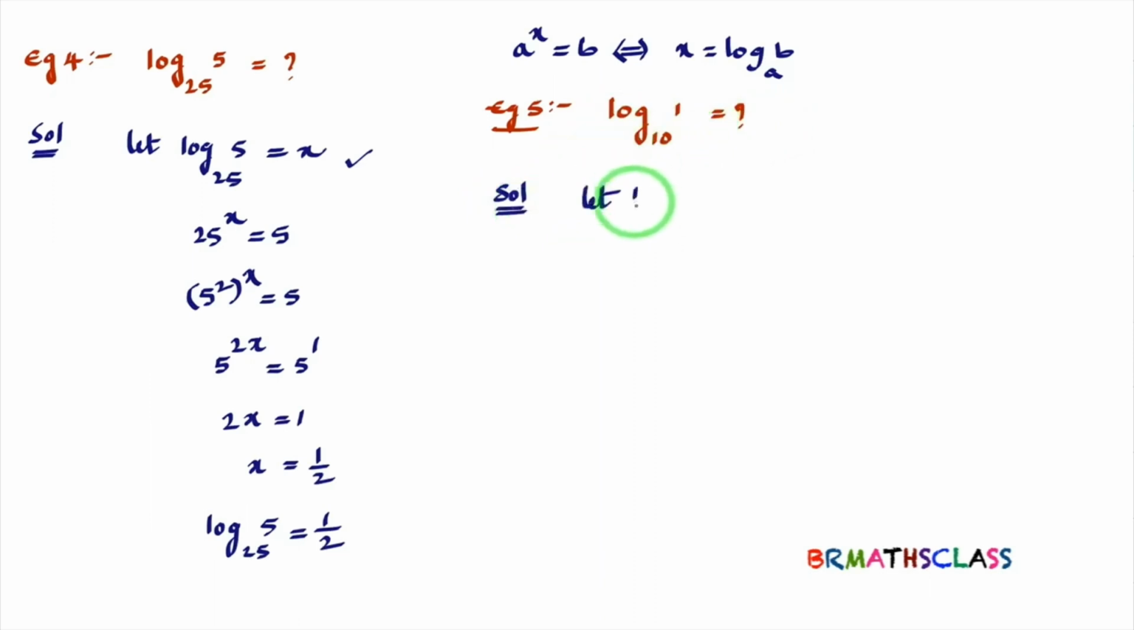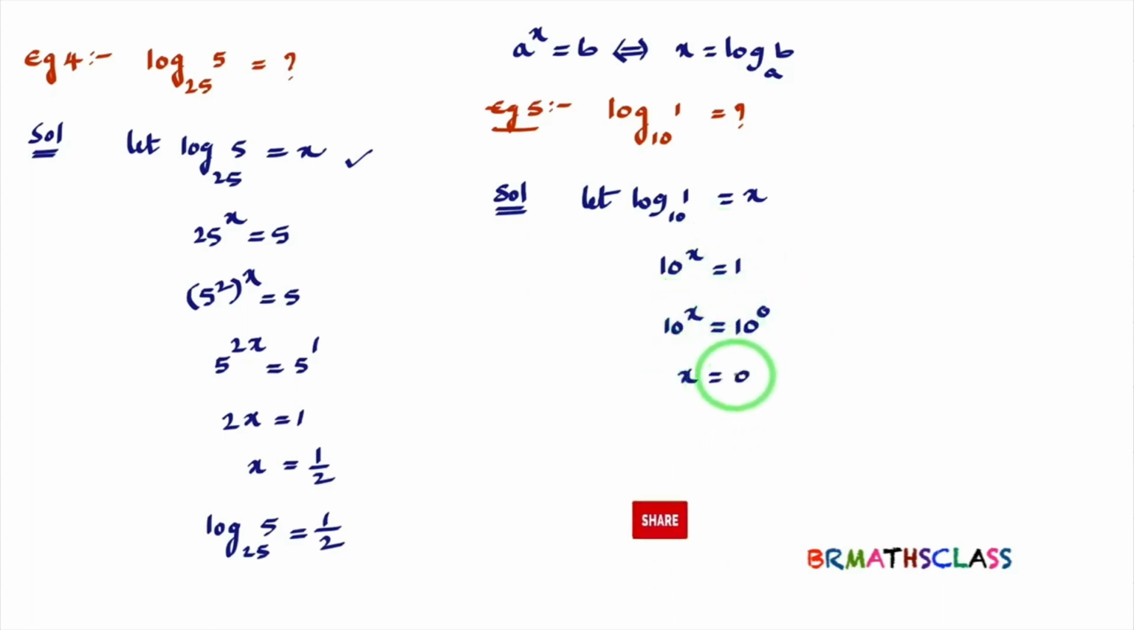I'll consider log 1 base 10 as x. As per this definition, this can be written as 10 power x equal to 1. Here to find the value of x, this 1 can be written as 10 power 0. 10 power 0 value is 1. We know that, correct or not? Yes. So as bases are equal, powers should be equal. What is the x value here? x value is 0. I considered log 1 base 10 as x, so log 1 base 10 is 0. If in the beginning itself you identified that 10 power 0 is 1, directly you can write its answer 0.